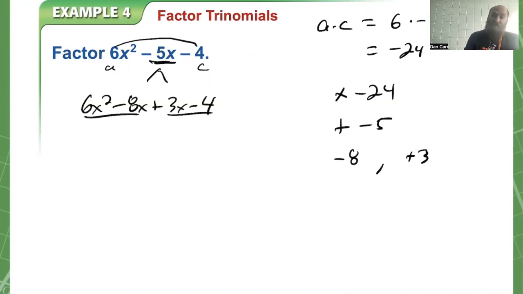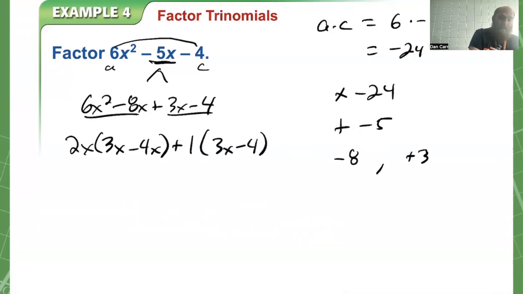So if I look at 6x squared minus 8x, we can look at what is a common factor of just this. I can take out 2x. So I'm left with a 3x minus 4. Then I do the same thing with this group of 2. Well, 3x and negative 4, they have a 1 in common. So I'm going to put a plus 1 and just rewrite it as 3x minus 4.